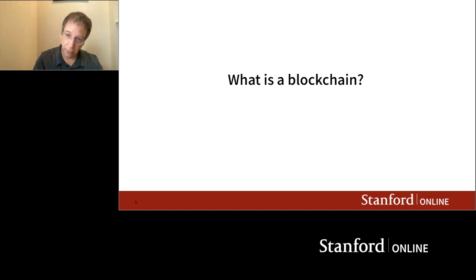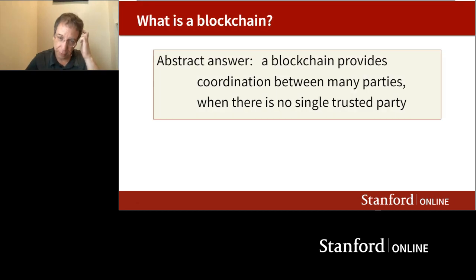So what is a blockchain? To me, the abstract answer for what a blockchain provides is basically coordination. It's a way for many distrusting parties to coordinate with one another without a single trusted party. So in financial applications, we can coordinate and run a financial system, even though we don't trust one another. And there, as we'll see in just a minute, there are many other areas where blockchains apply.